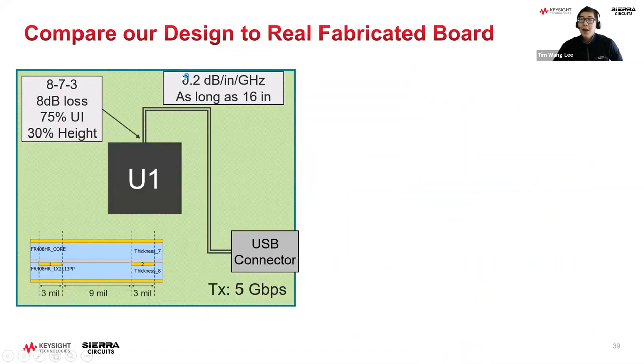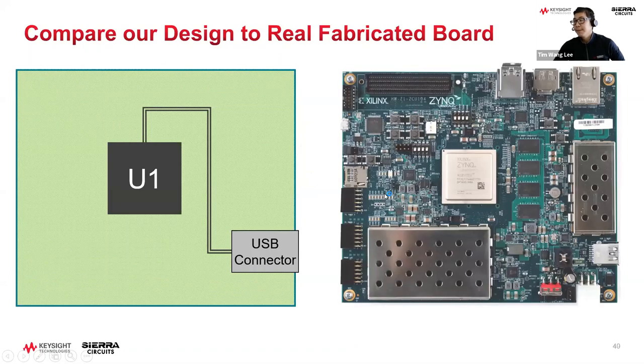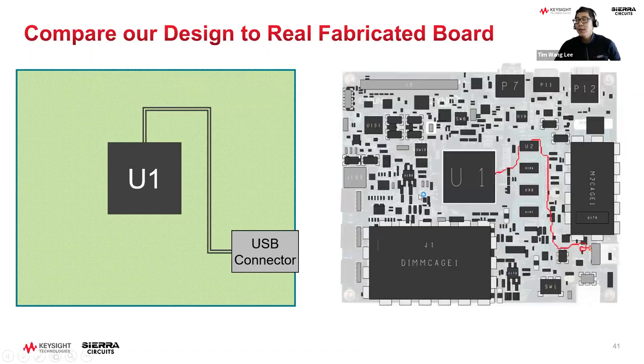Next, we're going to compare our 16-inch design to a real fabricated board, which looks like this. To do that, we will need to import the layout to a 3D environment to simulate the board, because between layers, you have cross-layer coupling that needs to be taken into account in real life. So looking at all these components, we're going to find what the trace is really designed as, and look at the performance. Here is another demo that I will share with you.